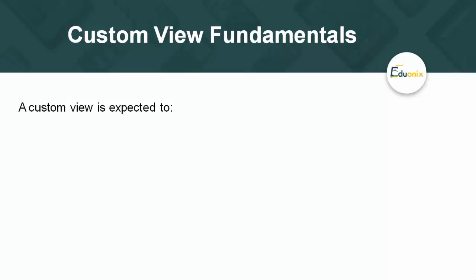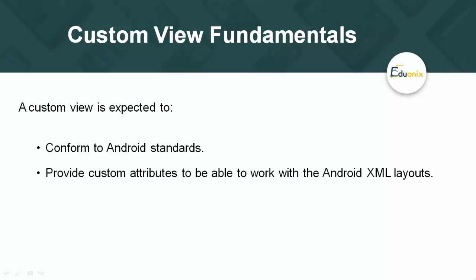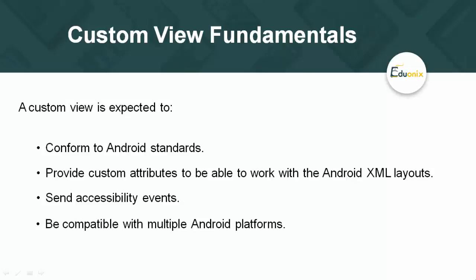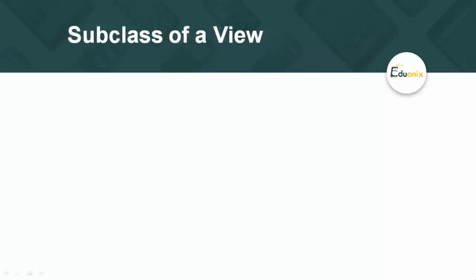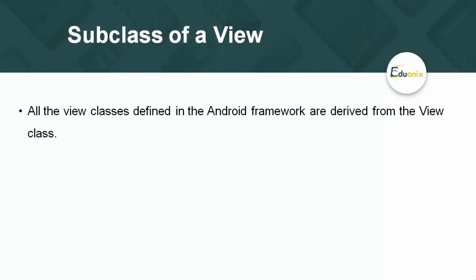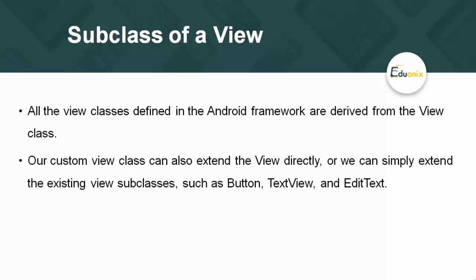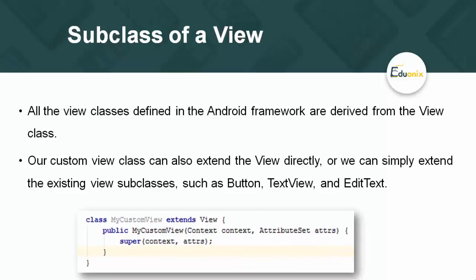A custom view is expected to conform to Android standards, provide custom attributes to be able to work with the Android XML layouts, send accessibility events, and be compatible with multiple Android platforms. All the view classes defined in Android Framework are derived from the view class. Our custom view class can also extend the view directly, or we can simply extend the existing view subclasses such as button, text view, and edit text.